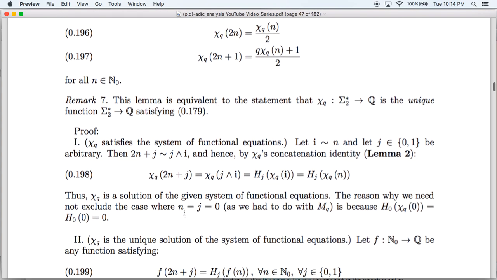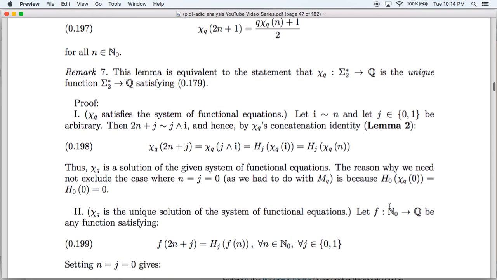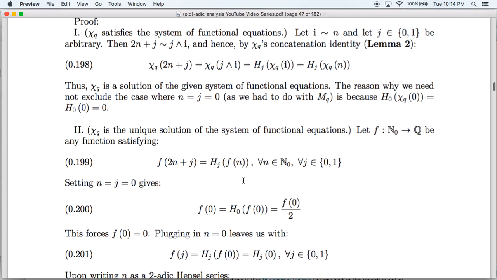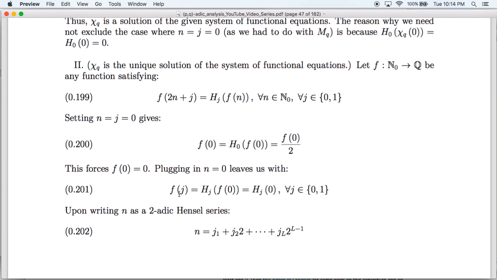The reason why we need not exclude the n equals j equals 0 case here is because h0 of chi-q of 0 is h0 of 0, which is 0, which always works. Now, uniqueness. So let f be any function on the non-negative integers with rational values satisfying this functional equation. Setting n equals j equals 0 gives us f of 0 equals f of 0 over 2. Since it's rational valued, this forces f of 0 to be 0. And so plugging in n equals 0 then gives us f of j equals hj of 0.